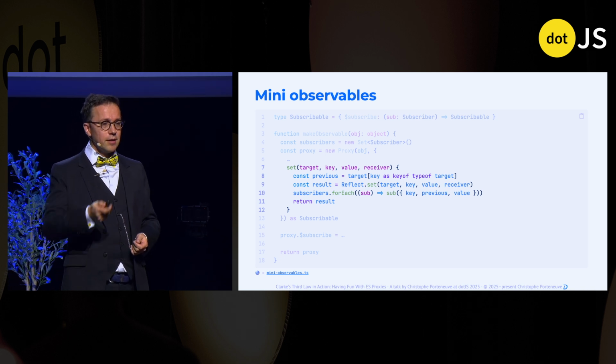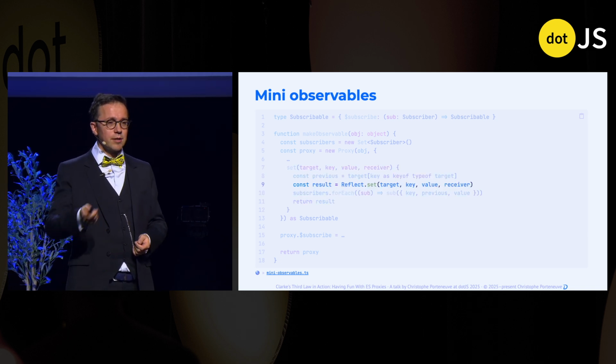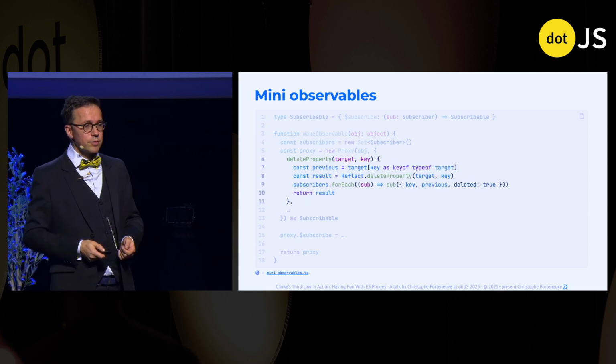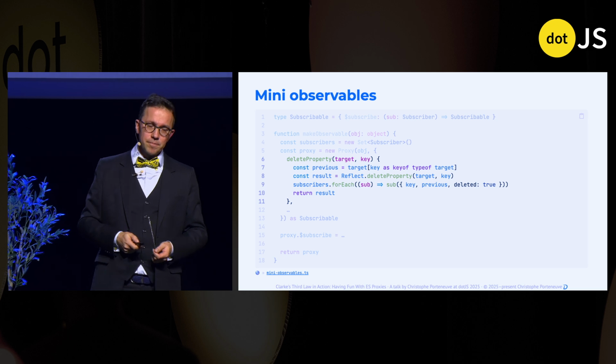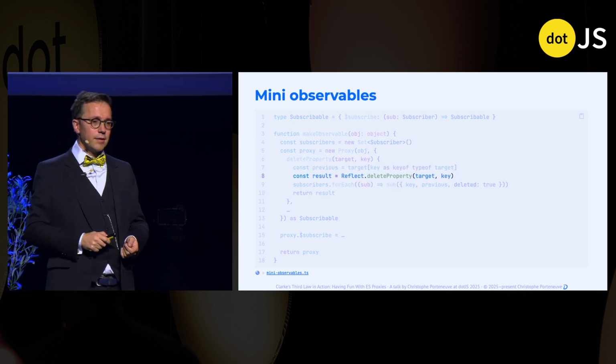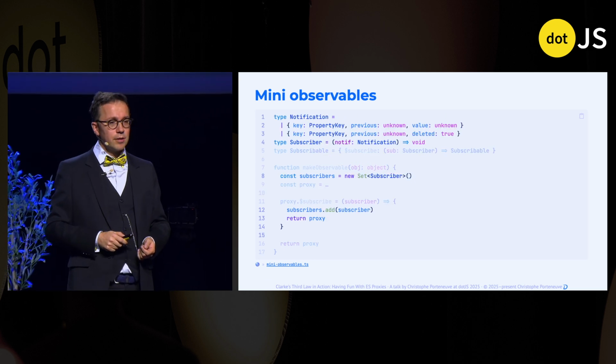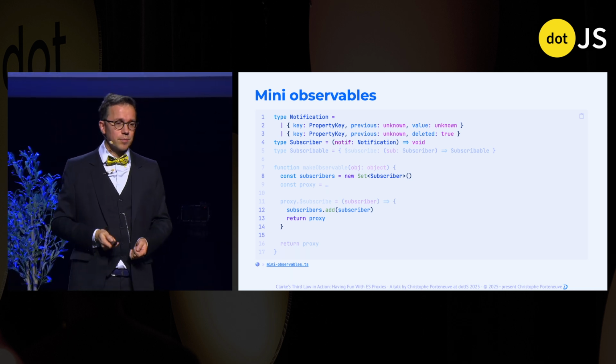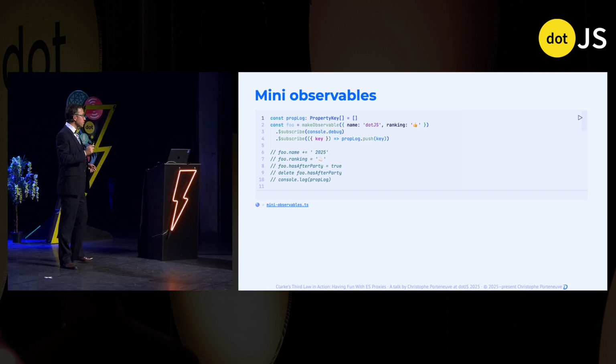You get the idea. I intercept set, so I get a previous value and the new value, and then notify my subscribers. Intercepting the delete operator, and same thing for deletion. I could do a couple more, and then my subscribe method would just be adding my subscribers to my subscriber set. And it actually works pretty well.